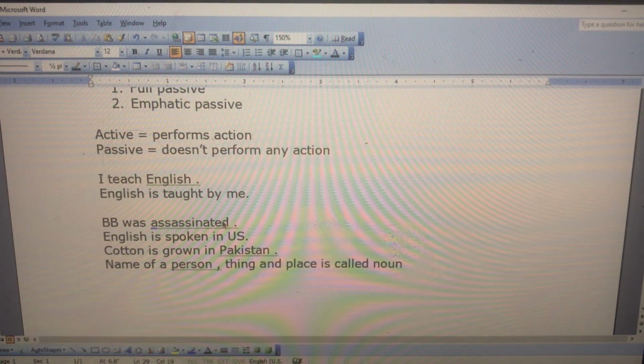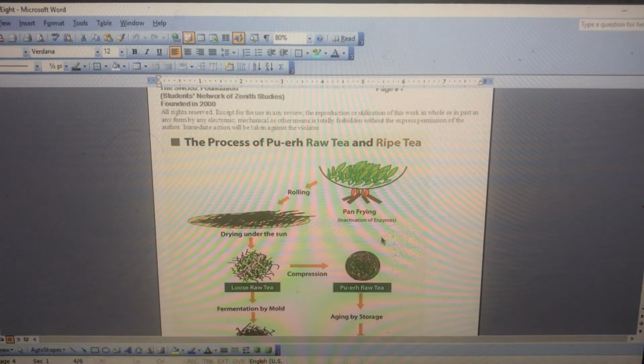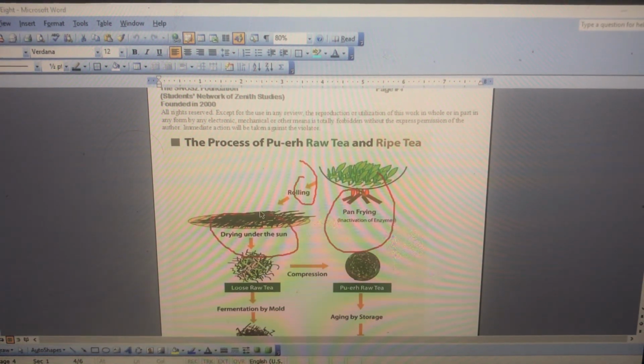So students, remember, in your map writing and in your process writing, you will use full passive, because we do not know who does it. Now, coming to the point here, what is the first stage? Pan frying, right? The first stage is pan frying. The second stage is rolling. The third stage is under the sun. They are dried. Then they are compressed. Then they are fermented. Then they are aged by storage. You see, we do not know who is doing all these actions.